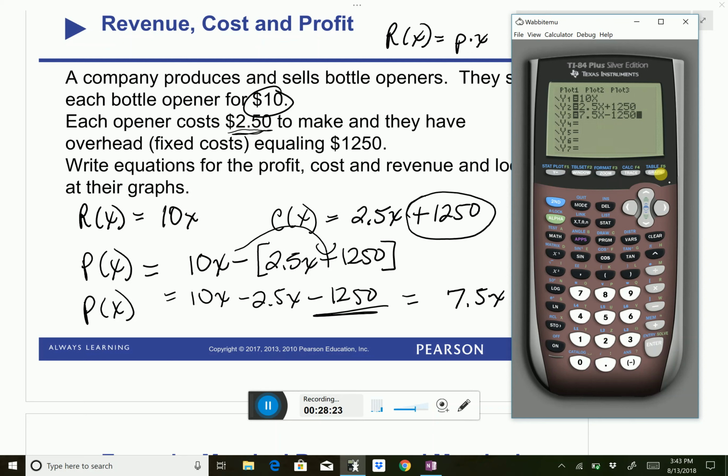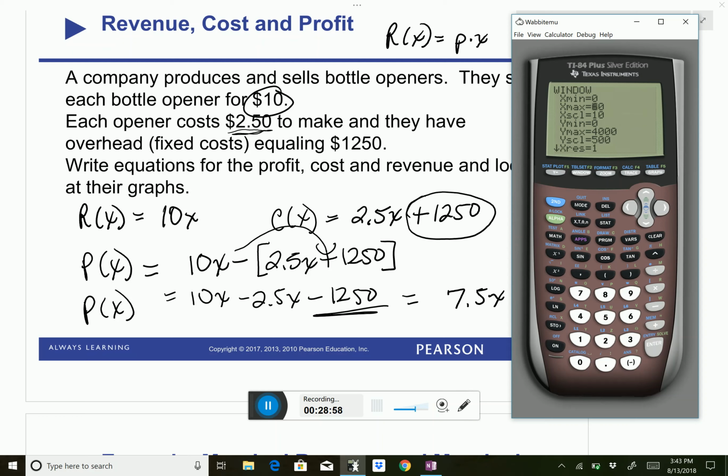Okay, so let's graph. But before I graph this, I want you guys to think about it for just a second. What kind of window do I need here? What do you guys think? Does X need to go below 0? No, not really, right? X does not need to go below 0. But how far does X need to go? How far should X go?